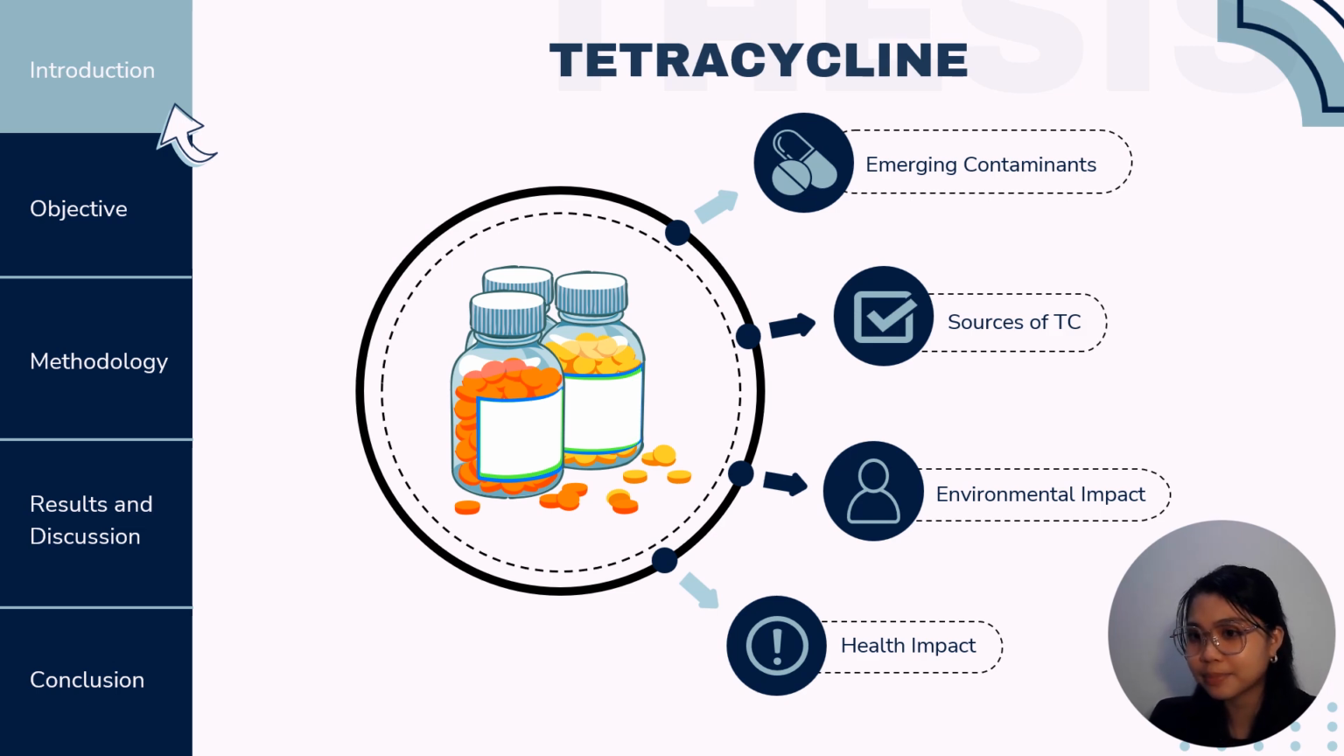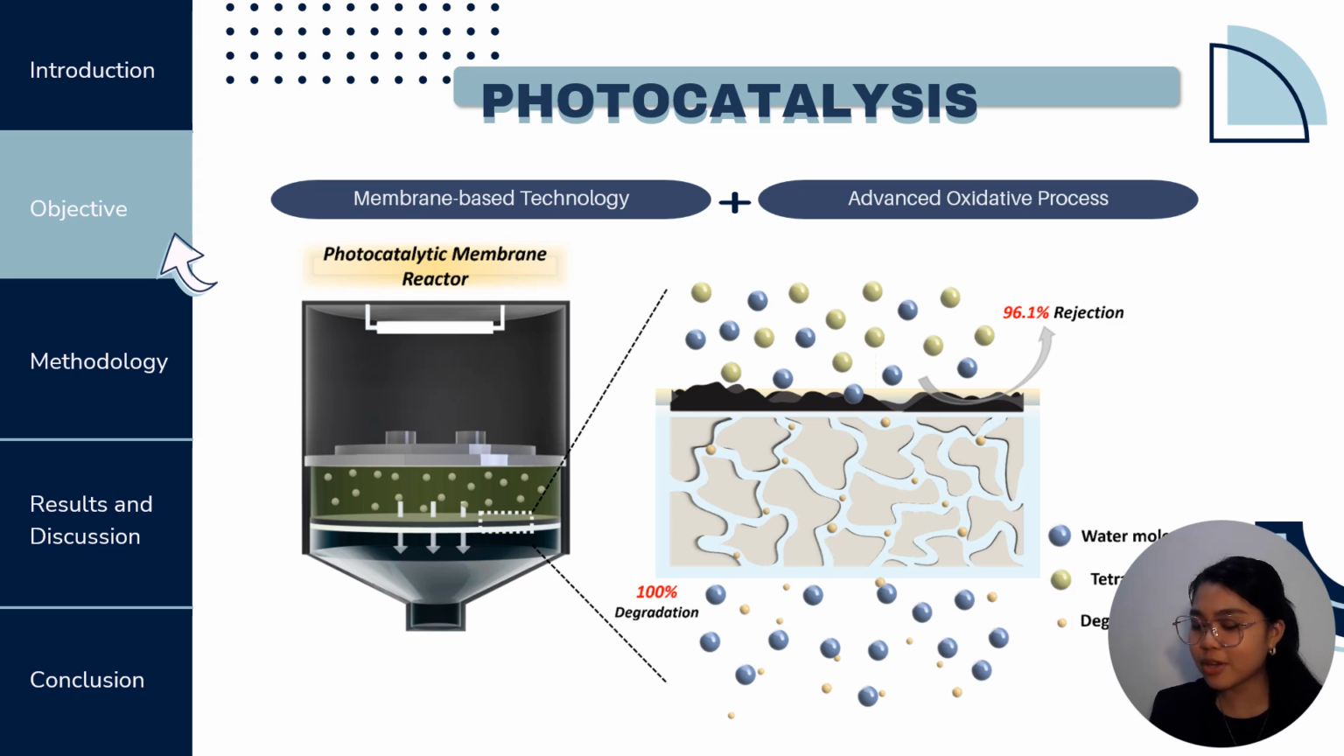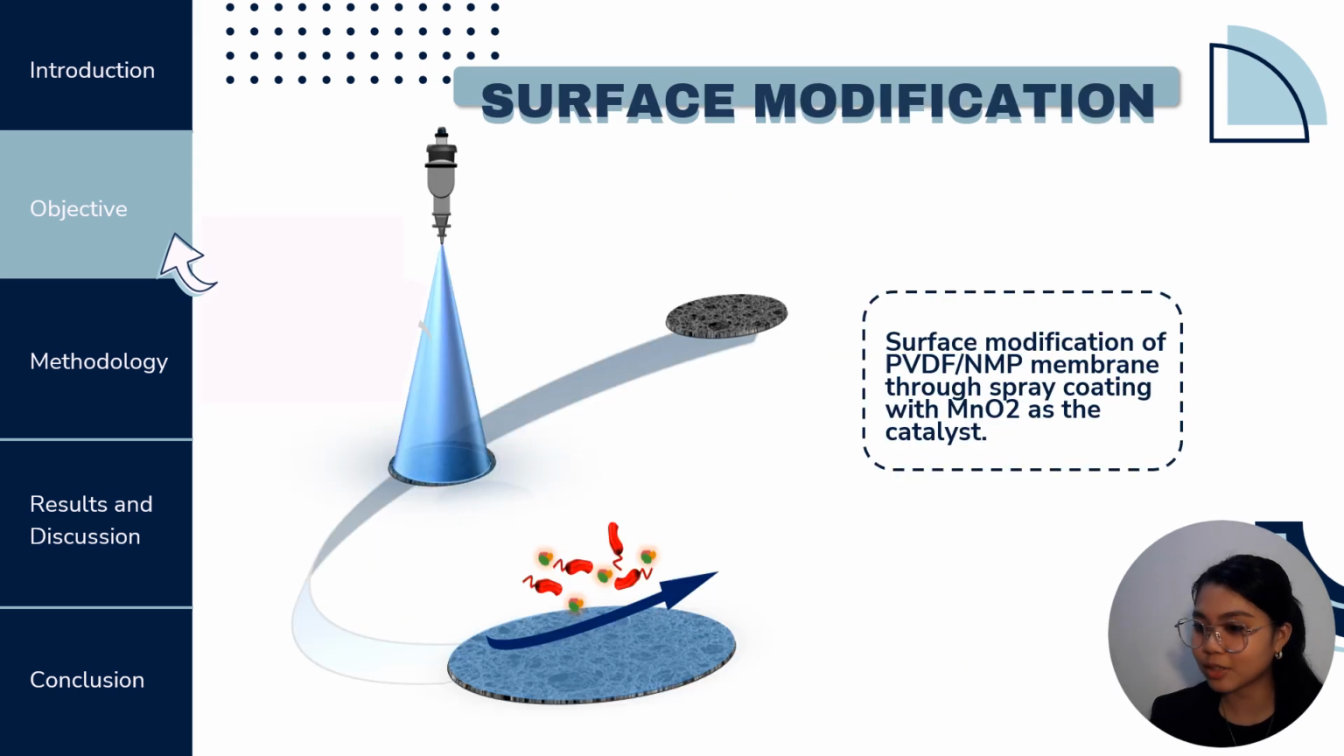thereby reducing the efficiency of tetracycline. So current treatment plans include biological, chemical, and membrane-based. For biological, they are cost-effective and environmentally friendly, but may facilitate the spread of antibiotic-resistant genes. For chemical, they are effective but very costly. For membrane, they only induce separation and are very much prone to biofouling. So what we aim here is to employ membrane-based technology with a chemical method, particularly advanced oxidation process, to filter and degrade tetracycline.